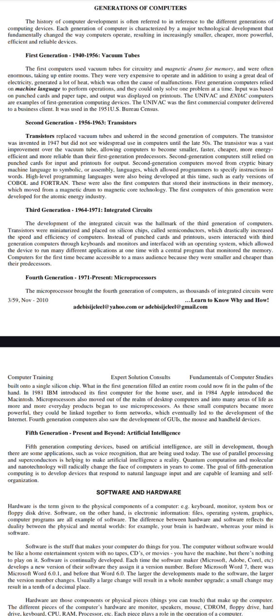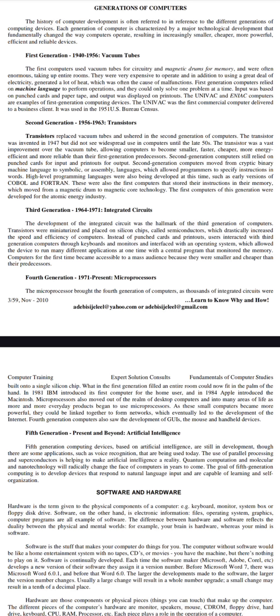In 1981, IBM introduced its first computer for the home user, and in 1984, Apple introduced the Macintosh. Microprocessors also moved out of the realm of desktop computers and into many areas of life, as more and more everyday products began to use microprocessors.